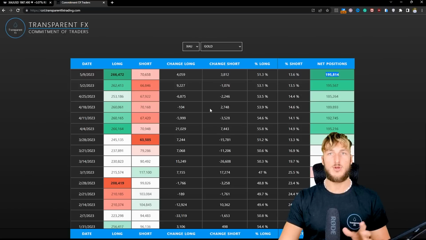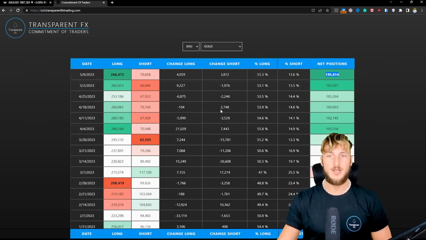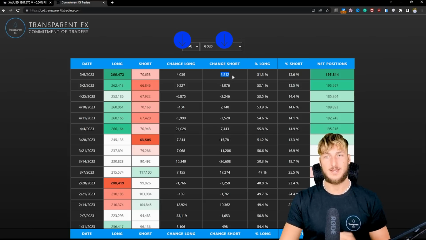So if we look just here at the broad view of the COT data, it would appear like institutions are still on the long side of this market. However, if we dig deeper, what we can notice is that with the last reports, we were seeing shorts getting closed. Now we start to see once again shorts getting added, with 3,800 shorts getting added.